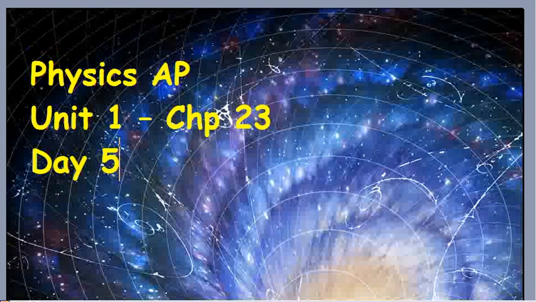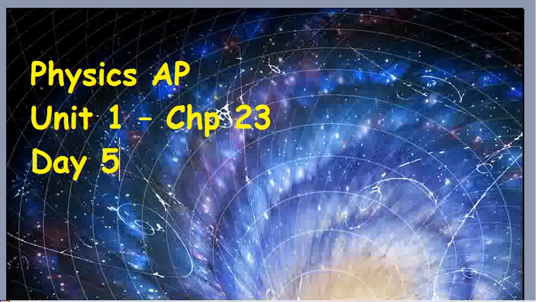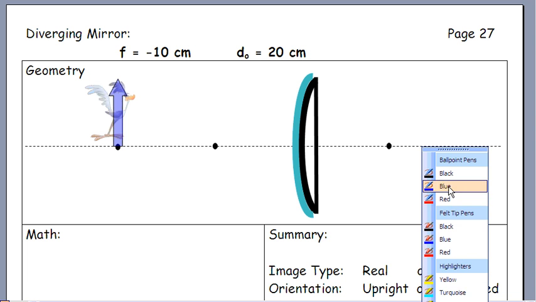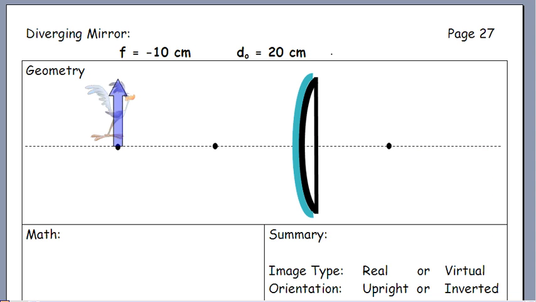This is the fifth lesson, the final lesson for our first unit, Geometrical Optics in Physics AP. On this day, it's going to be super quick, actually. We're going to take a look at what happens with a diverging mirror. These are the unhappy mirrors that have negative focal lengths. Their only focal point is actually over on the dull side, so their focal length will be some negative number.